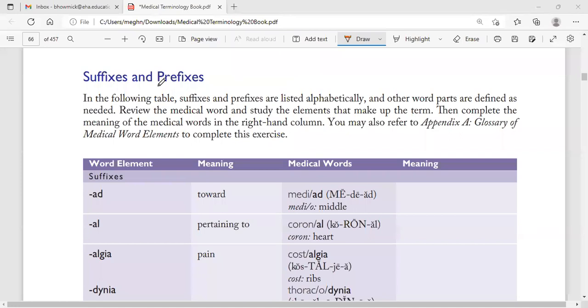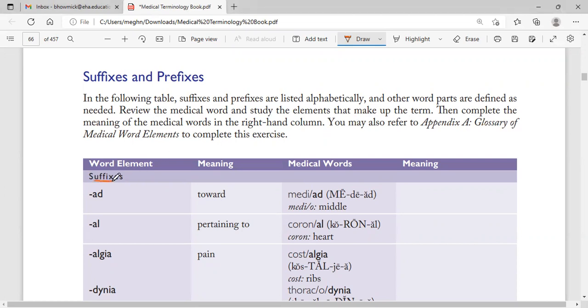Now some suffixes and prefixes. In the following table, suffixes and prefixes are listed alphabetically. Other word parts are defined as needed. Review the medical word and study the elements that make up the term. Then complete the meaning of the medical word in the right-hand column. You may also refer to the appendix, Glossary of Medical Word Elements, to complete this exercise.